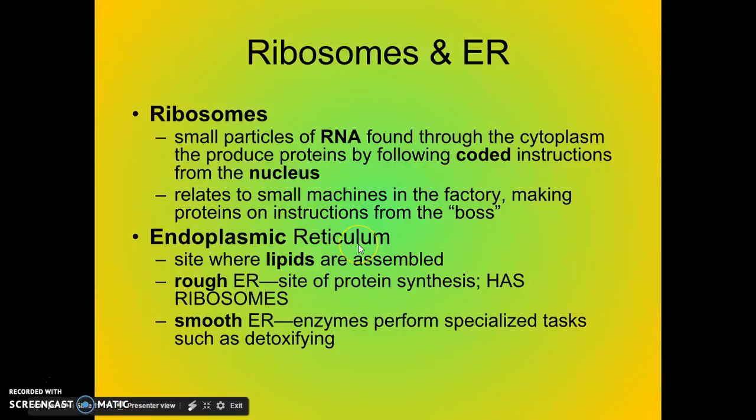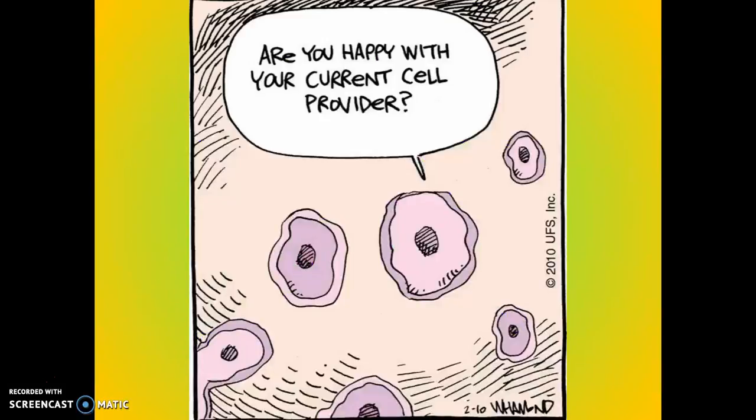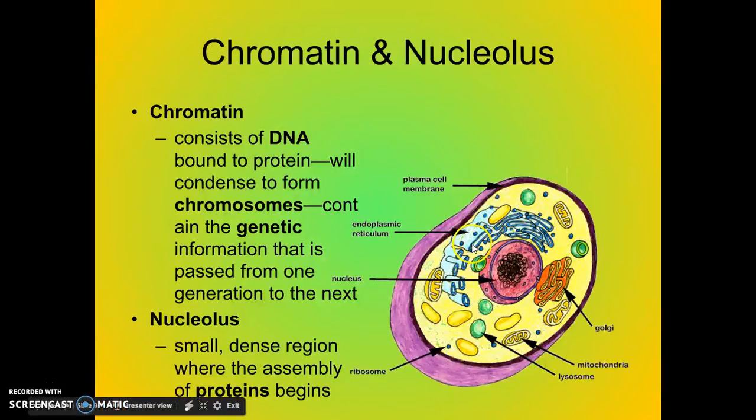The endoplasmic reticulum can also be called the ER. This is a site where lipids or fats are assembled, and you saw that in the video. There are two different types. Rough ER is the site of protein synthesis. You know this word right here, synthesis means to put together. So this is where proteins are put together. It has ribosomes. So if we go back to this picture here, the endoplasmic reticulum that you can see right over here has all those blue dots. So this over here is rough ER because it has ribosomes.